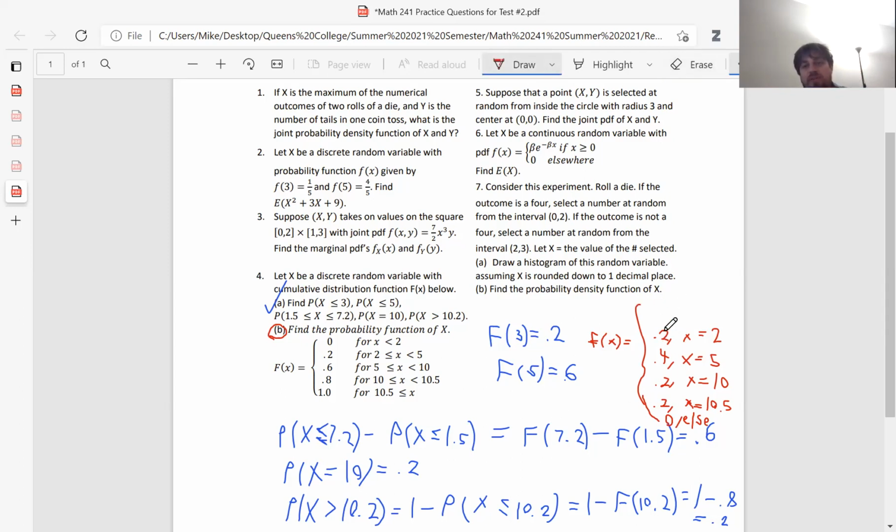If you add these, you have 0.4 plus 0.2 plus 0.2, that's 2, 6, 8, 10. So 1.0. Good. Okay, so that's the PDF. That's the probability function of X in part B. That makes sense? Okay, so that's number 4.